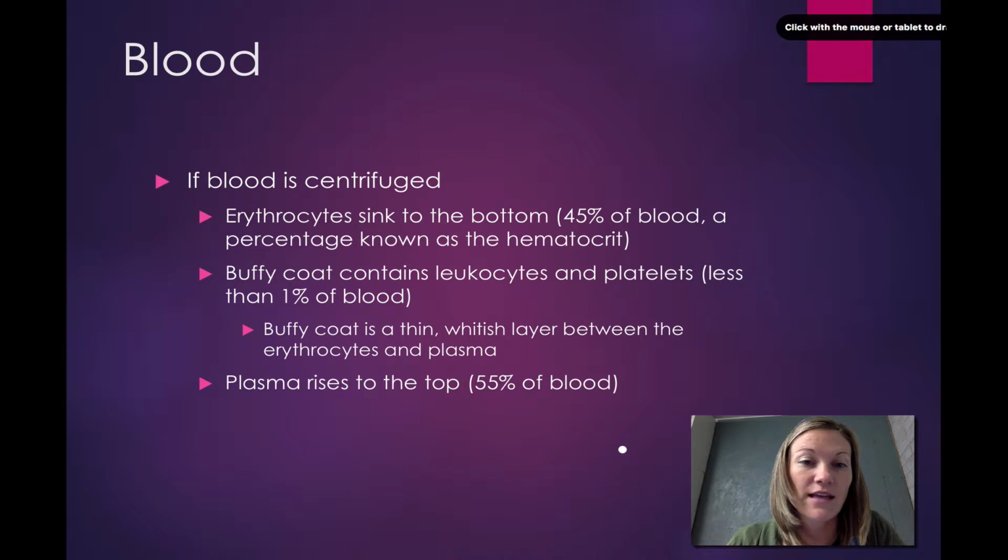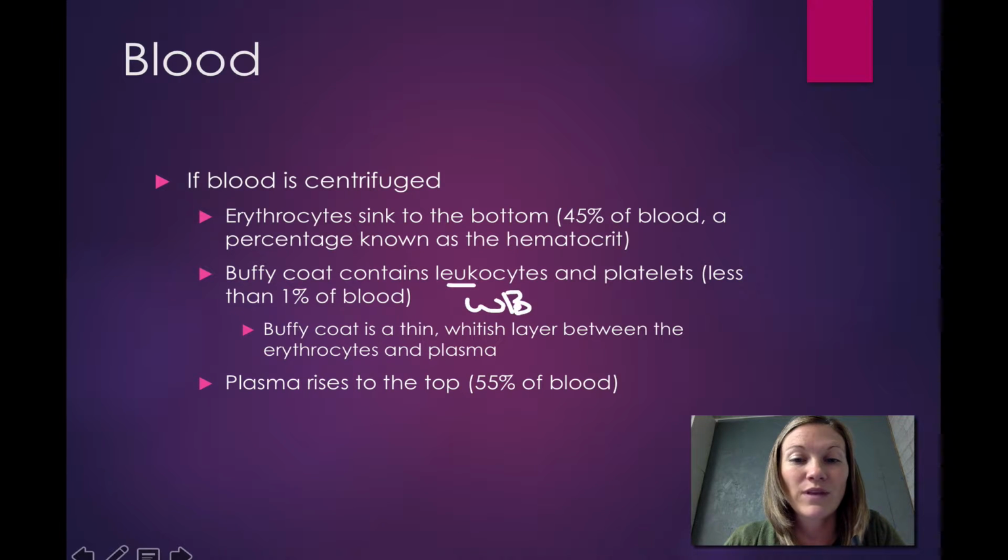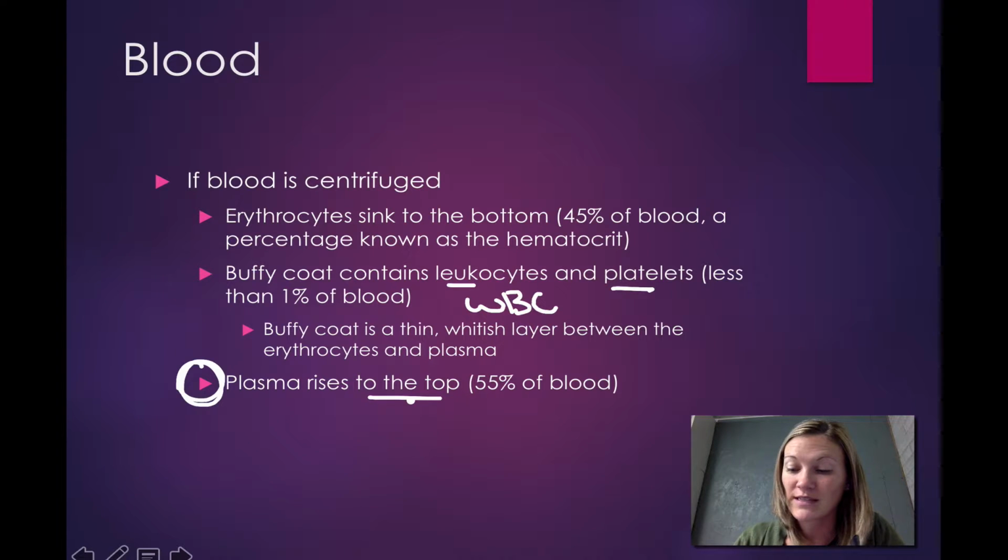The other thing is that the buffy coat contains leukocytes. Leukocytes are white blood cells, as well as platelets, which are cell fragments. The buffy coat is a thin whitish layer that's between the erythrocytes and the plasma. And then the last one is the plasma, which rises all the way up to the top, and it makes up 55% of the blood.